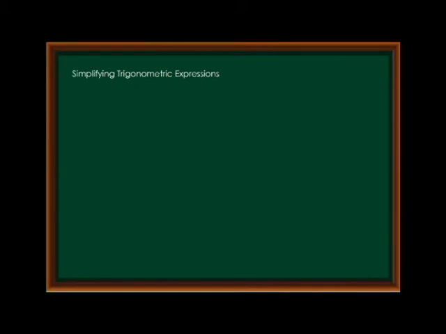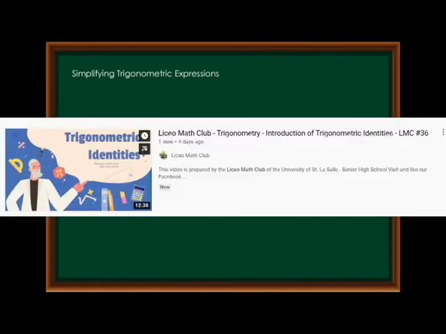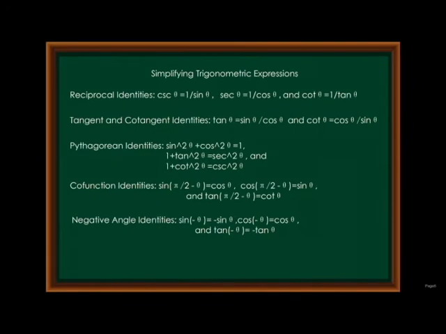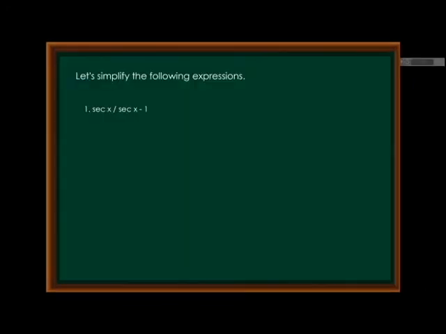Today's topic will be simplifying trigonometric expressions. If you weren't able to check our previous video about trigonometric identities, make sure to watch it first before watching this video. Now that you are more familiar with trigonometric identities, we can use them to simplify expressions. Remember that you can use any of the following identities. So let's simplify the following expression, secant over secant minus 1.